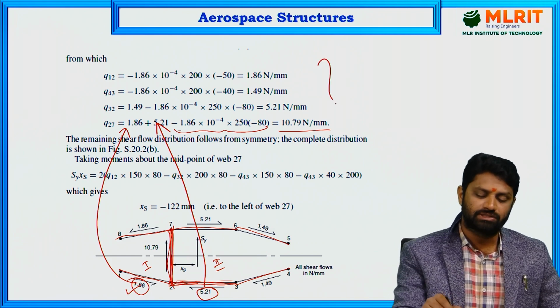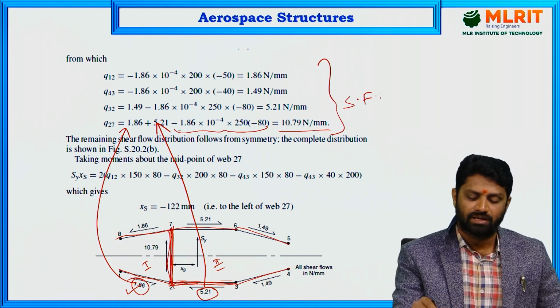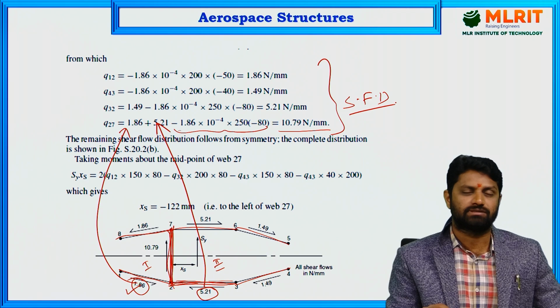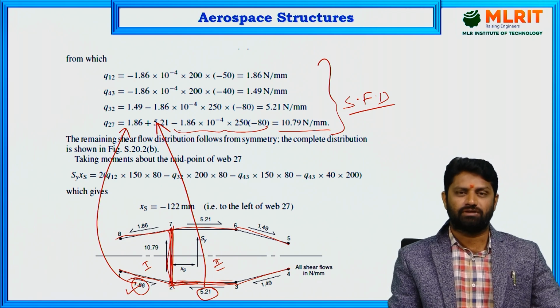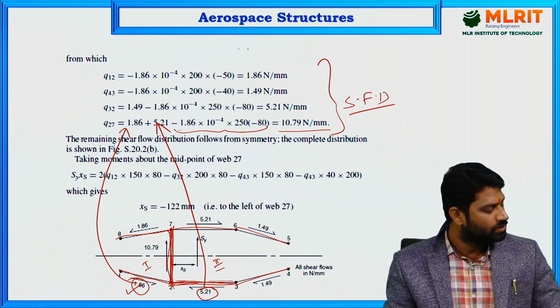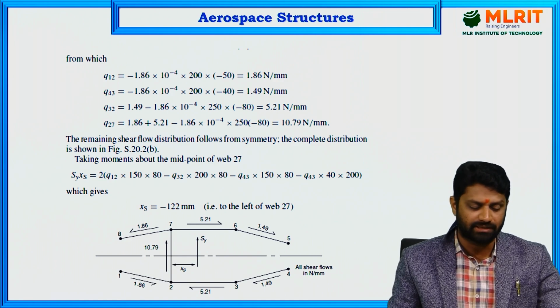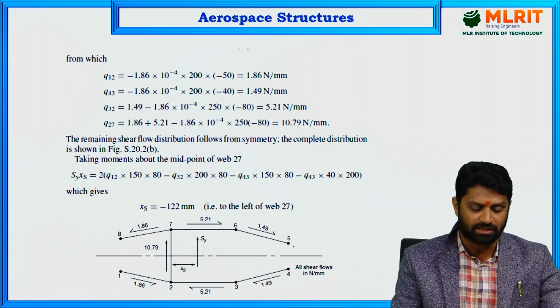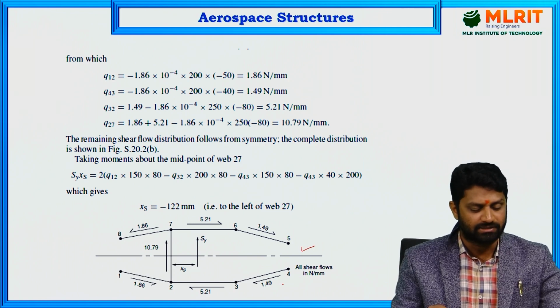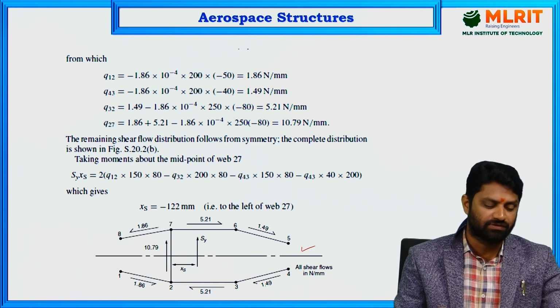So once the shear flow distribution is done, our next thing is to calculate the position of the shear center. The remaining shear flow distribution follows from symmetry, as we know. The figure shows the complete shear flow distribution, and since this is an open section, we get the shear flows directly.